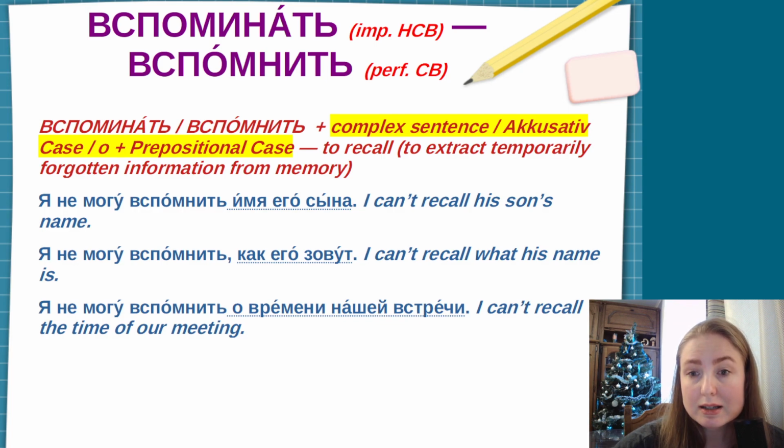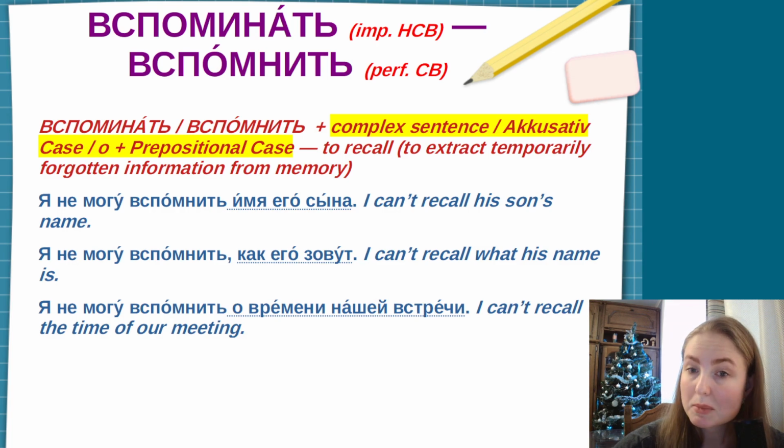So, and one more time, вспоминать. This verb is imperfective. We use it when we talk about the process of an action, or when the action is repeated many times, and this verb belongs to the first conjugation. Я вспоминаю, ты вспоминаешь, он, она вспоминает, мы вспоминаем, вы вспоминаете, они вспоминают.